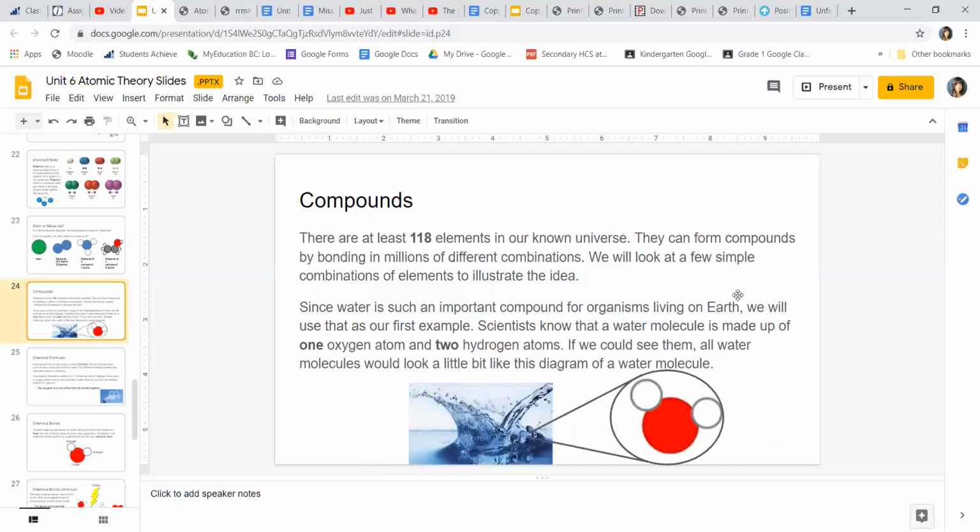We're just going to quickly go over here now, and we're going to go to the Google Doc in just a moment. So compounds: there are at least 118 elements in our known universe. Again, keeping in mind, we're going to look at the periodic table of elements soon. They can form compounds by bonding in millions of different combinations.